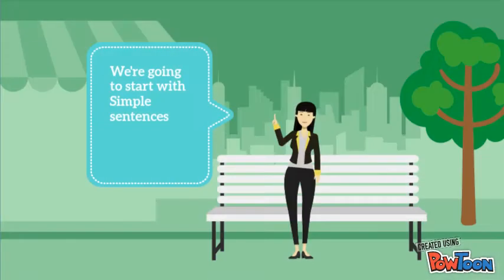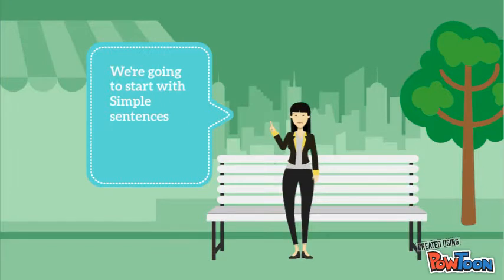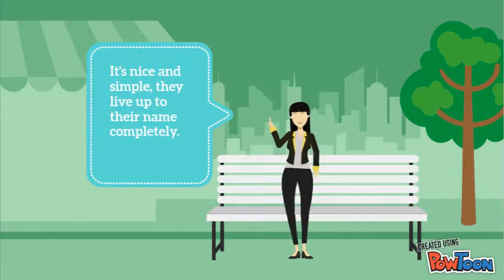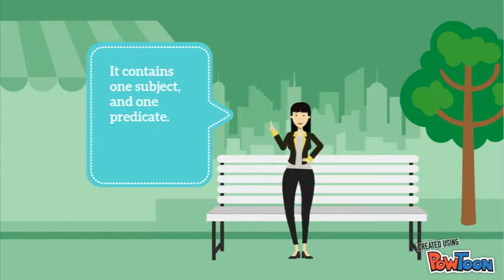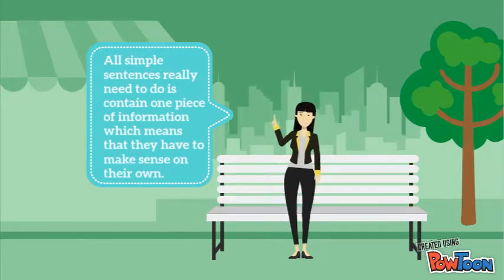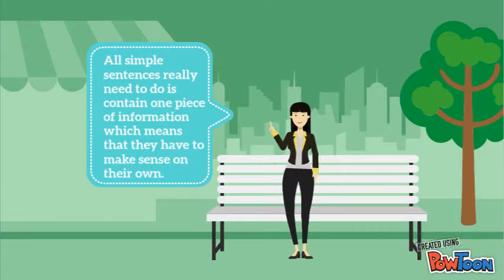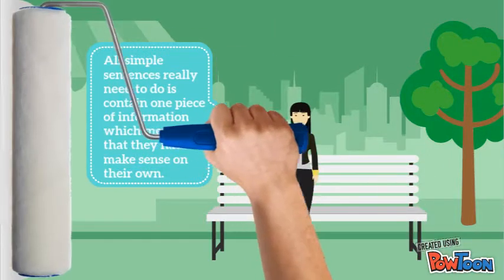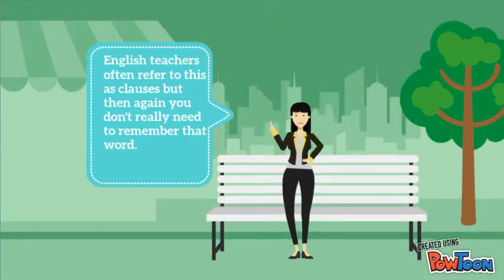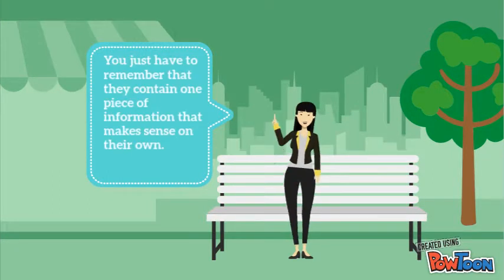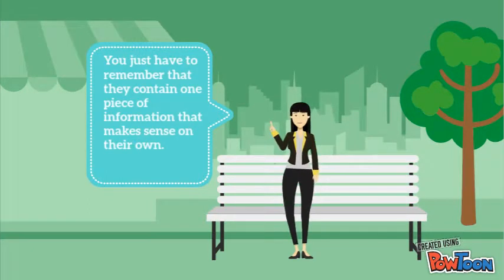We're going to start with simple sentences. So it's nice and simple. They live up to their name completely. It has one subject and one predicate. All simple sentences really need to do is contain one piece of information, which means that they have to make sense on their own. English teachers often refer to this as clauses, but then again, you don't really need to remember that word. You just have to remember that they contain one piece of information that makes sense on their own.